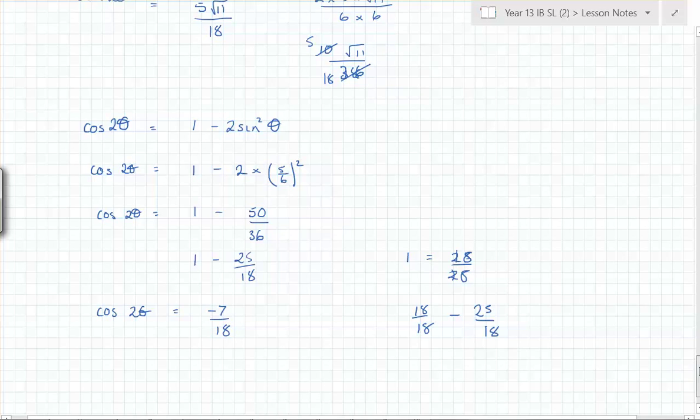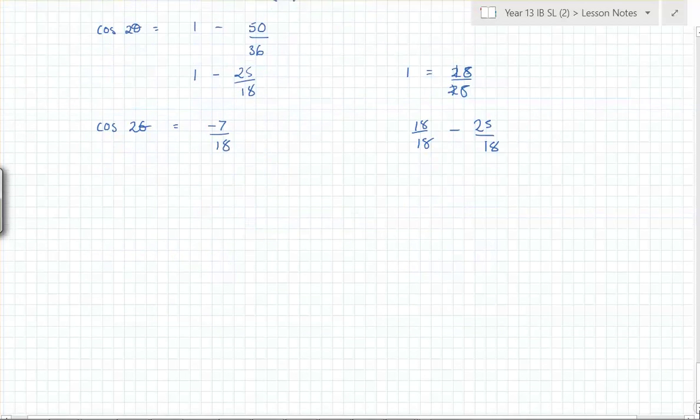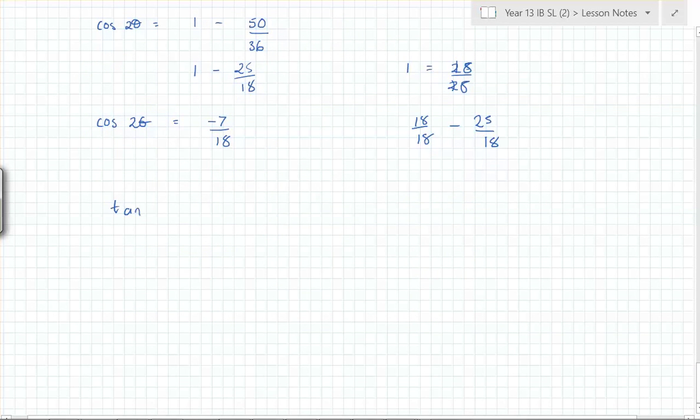Finally, which is why it's worth going through, because I don't think they really do this properly in the book, tan of 2 theta. Well, tan of 2 theta is sine of 2 theta over cos of 2 theta. It's easy then, because tan is just sine over cos, and if you've got 2 theta, the other two are 2 thetas as well. So that just leaves us with the answers that we've got. That one was minus 7 over 18, and the other one was 5 root 11 over 18.